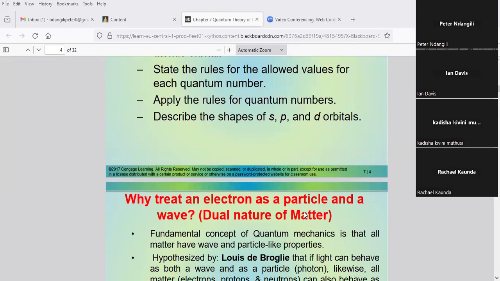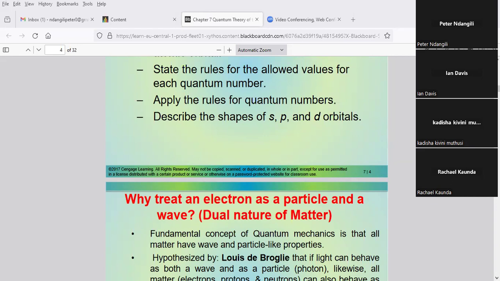Now, when we start the content, the first question is, why are we saying that an electron can behave as a particle and at the same time as a wave? Why do we describe an electron in the concept of the dual nature of matter? The fundamental concept of quantum mechanics is that matter will behave as a wave and also behave as a particle. We have matter having 2 different kinds of properties. It has the properties of a wave. It also has the properties of a particle.